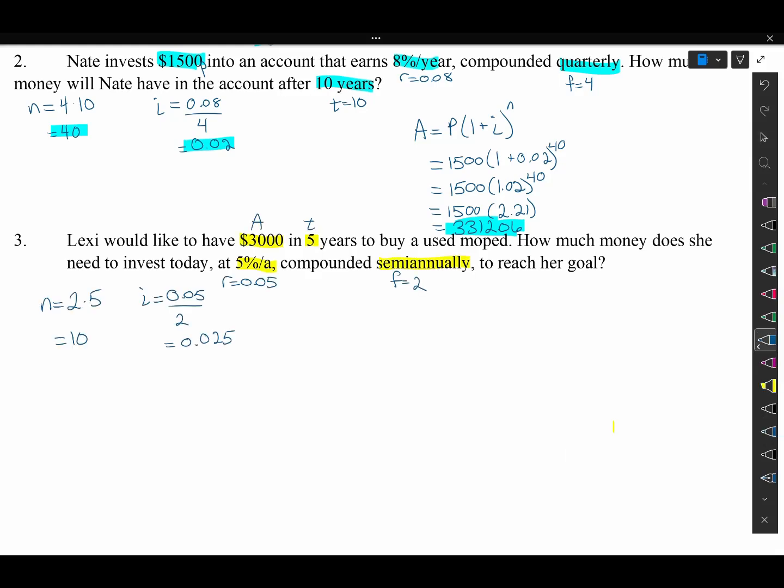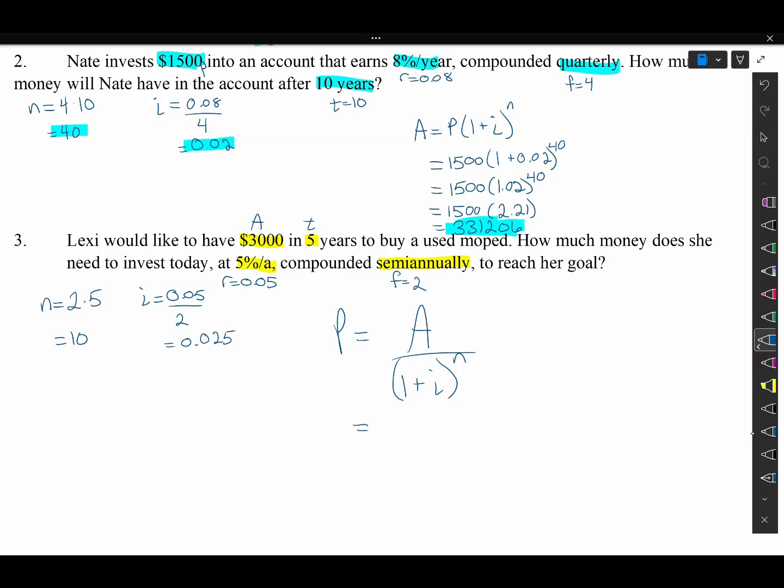Alrighty, so we're working here. Our n value is 10. That means we'll be performing the calculation 10 times. That will be our exponent. Our I value, our interest rate per half year in this case, is 0.025. What we're looking for, ready? Lexi would like to have $3,000. That means it's an A value, not a P value. That means it's an amount, not a principal amount. That means it's a final amount right there. So if that's the case, we're ready to use our equation looking for our principal value. Our P is going to be equal to A divided by 1 plus I to the power of N.